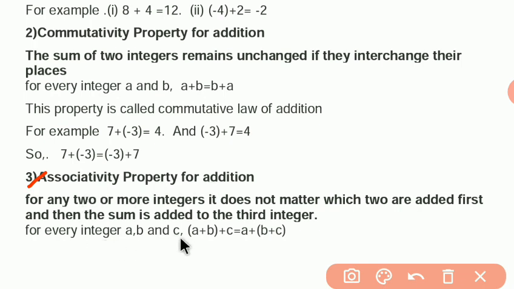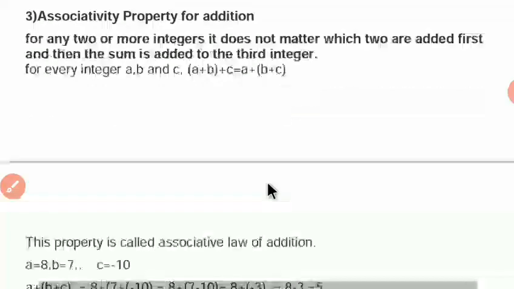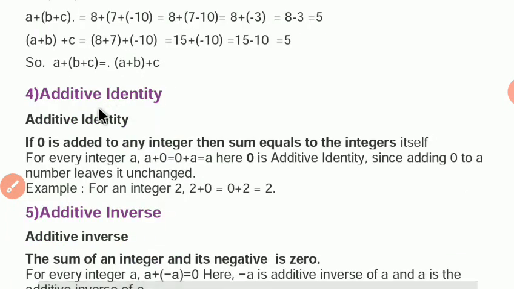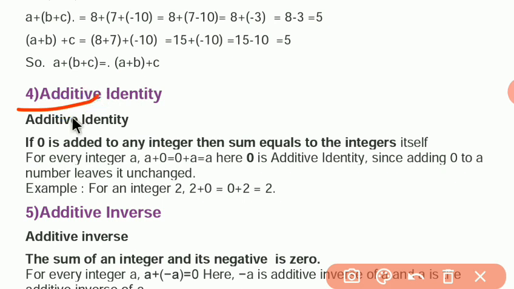Then third, associative property for addition. For every integer a, b and c, a plus b plus c is equal to a plus bracket b plus c. For any two or more integers, it does not matter which two are added first, and then the sum is added to the third integer. Fourth one, additive identity. We have to add a number by which we get the same answer as the given integer. If 0 is added to any integer, then the sum equals the integer itself. So here a plus 0 is equal to 0 plus a, which is again equal to a. So 0 is called the additive identity.